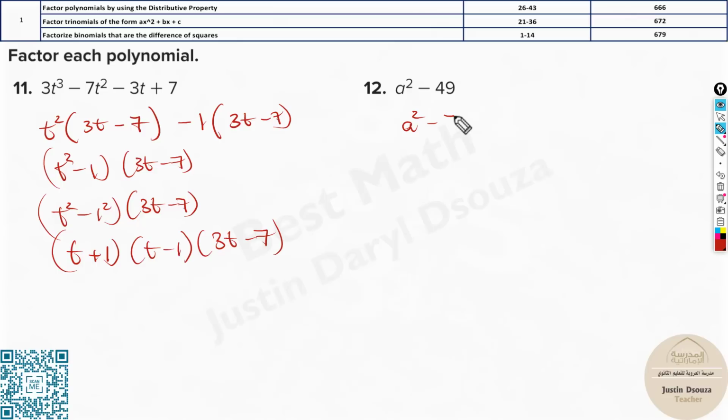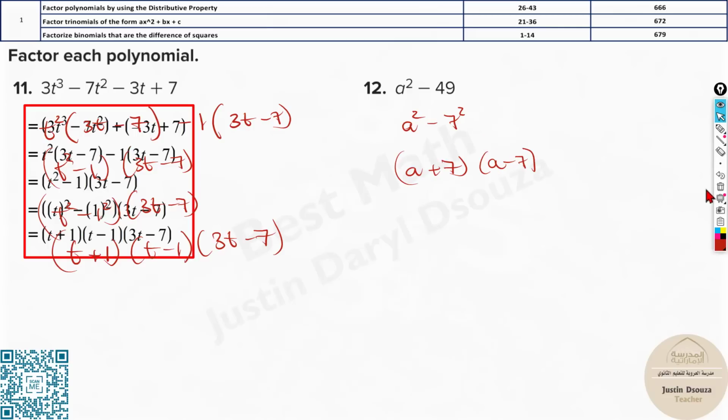Here again a simple one, a squared minus 7 squared, that will be a plus 7, a minus 7. You need to write the identity as well depending on the steps. I wouldn't write the identity for this because it's already plenty of steps, but over here, yes, it's very important to write the identity. And that's the answer.